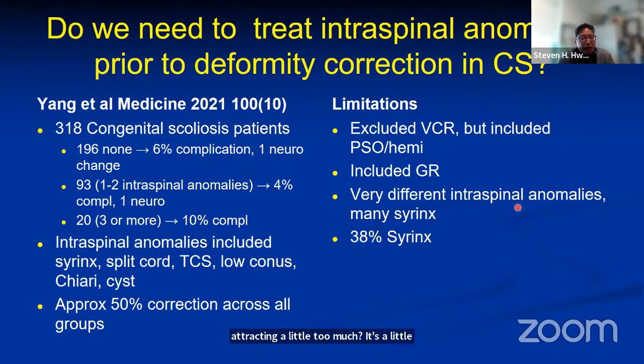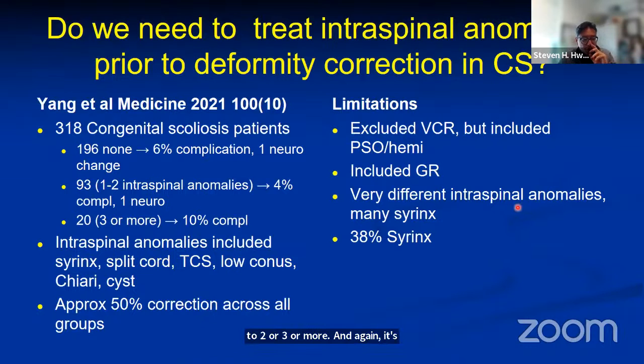And then Yang et al. had a paper in 2021 looking at a larger group of 300 congenital scoliosis patients. And they actually broke it down by how many abnormalities they had. So they looked at a combination of syrinx, split cord malformations, tethered cord, low conus, Chiari, and cysts, and basically labeled them as having one abnormality, 1 to 2, or 3 or more. And again, it's a little bit arbitrary.